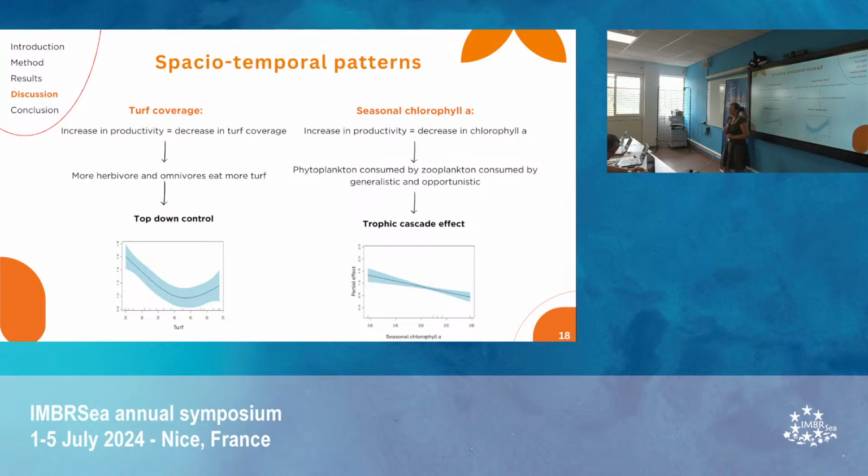Then the relation with the benthic and pelagic producers, respectively turf and seasonal chlorophyll, suggests another ecological dynamic. Herbivores and omnivores, although not the most abundant, have a great impact on the productivity, and this can lead to a top-down control on the turf coverage. On the other hand, plankton represents a large source of resources consumed by zooplankton, highly abundant in the region, then consumed by generalists and opportunistic feeders. This leads more to a trophic cascade effect.